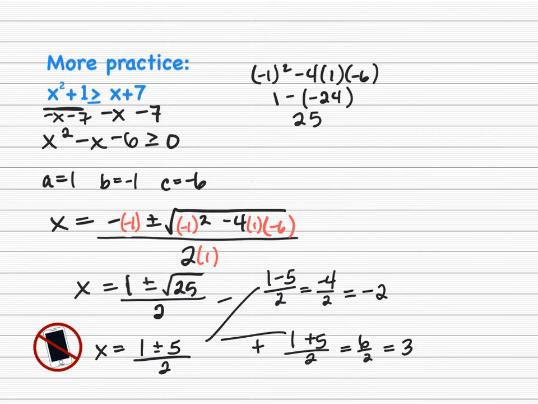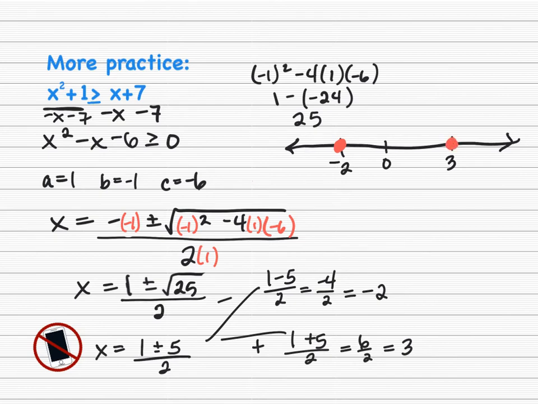So what I have is a number line with -2. I'm going to throw 0 in there, and 3. And then my process from here out is the same. I'm going to have closed circles on -2 and 3.